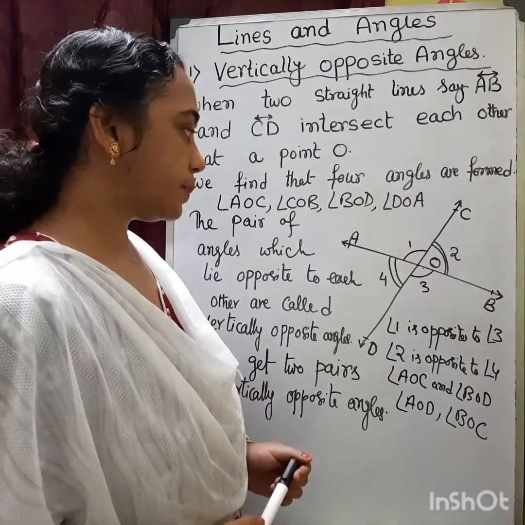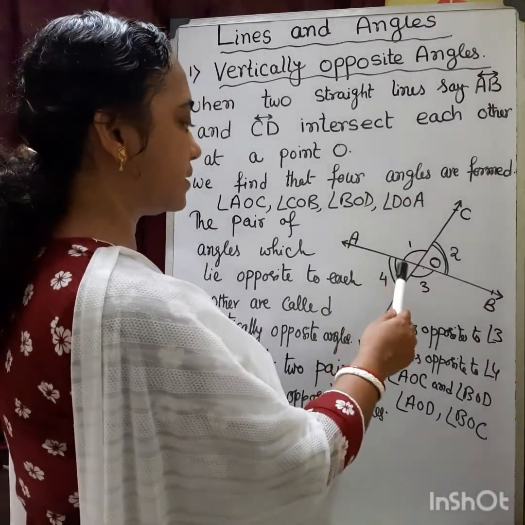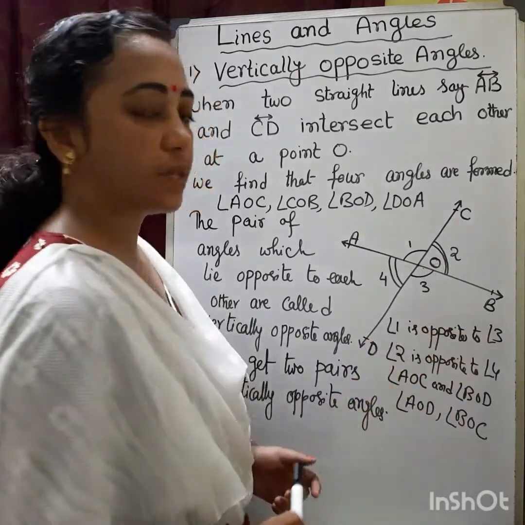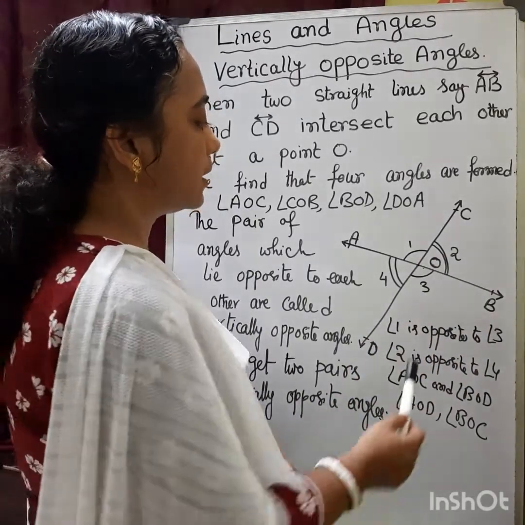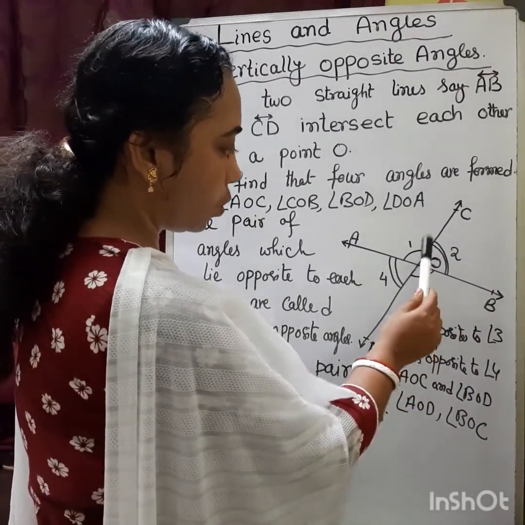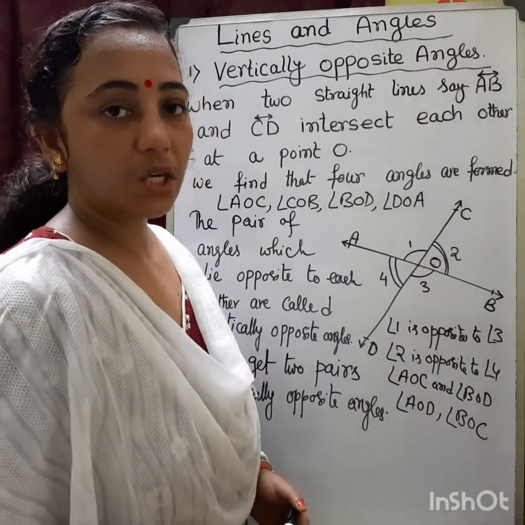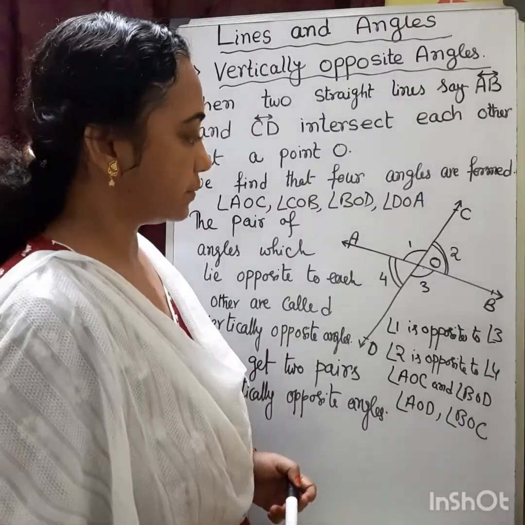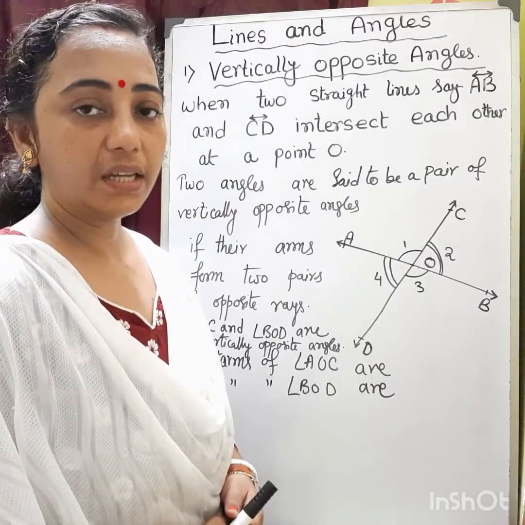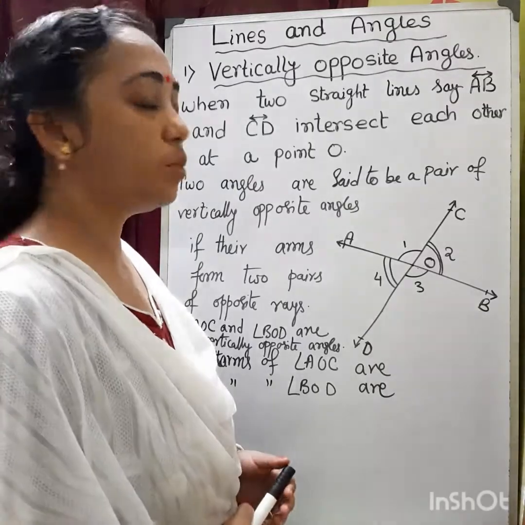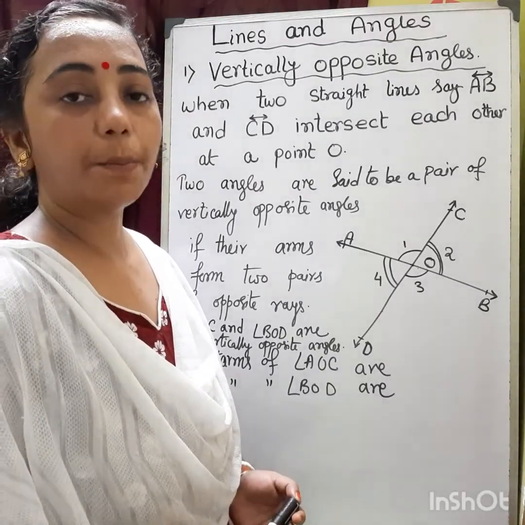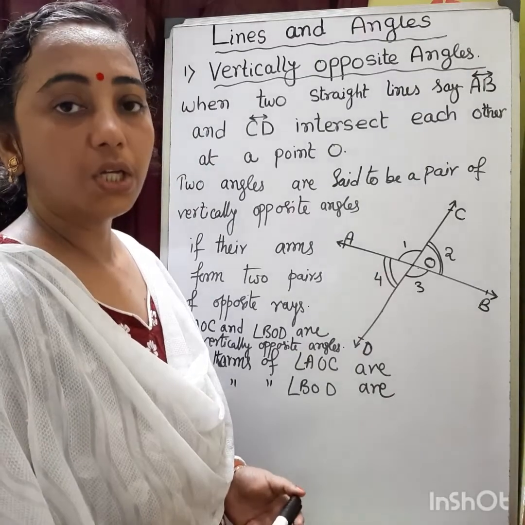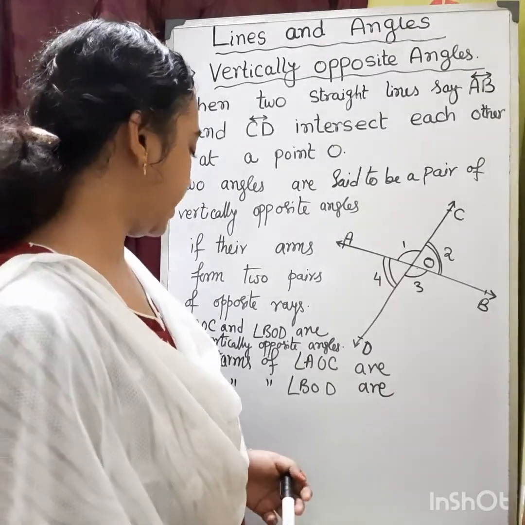Now if you observe this pair of vertically opposite angles, suppose angle AOC and angle BOD, then we will see that they have a common vertex, that is O, but their arms are not common and they are not adjacent to each other. Now, in other words, we can say that two angles are said to be a pair of vertically opposite angles if their arms form two pairs of opposite rays.